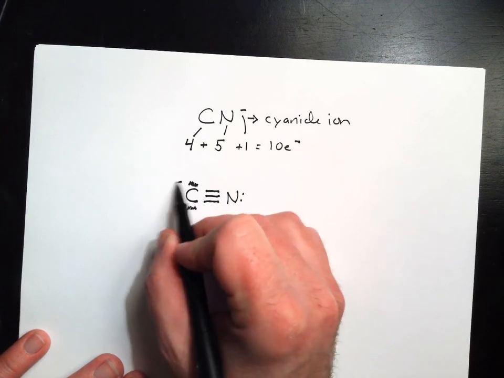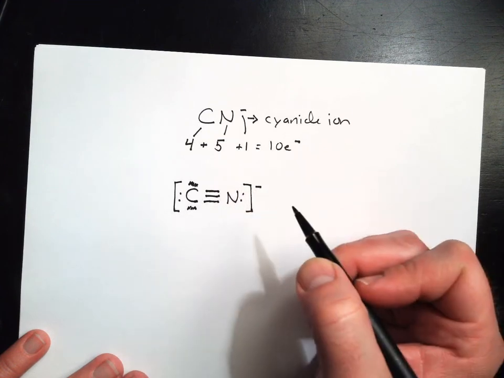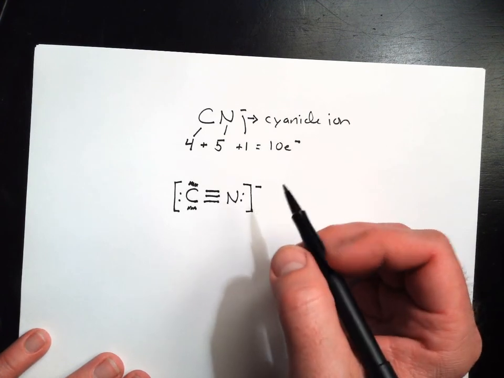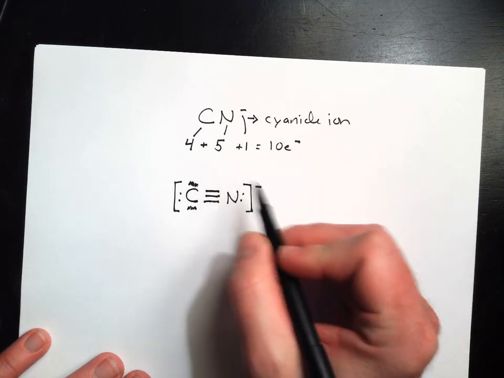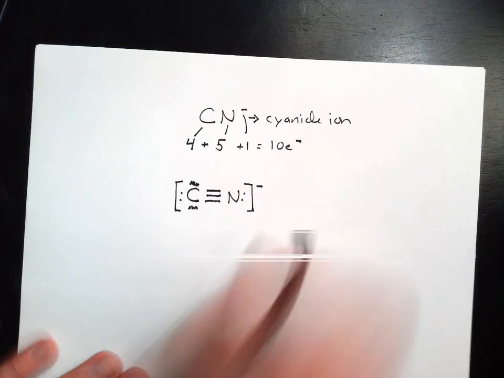And the last thing I need here is just a bracket and the charge on the outside to again show that it is indeed an anion. Alright, so once in a while you'll see a triple bond that needs to happen. Alright, and that's that episode.